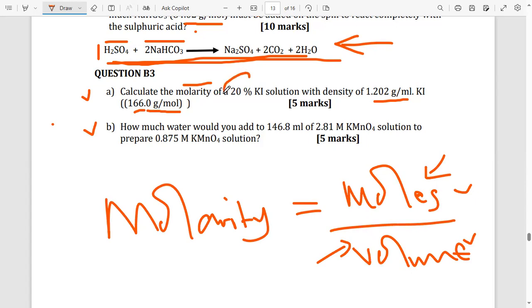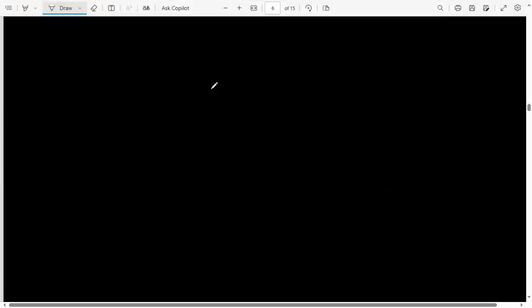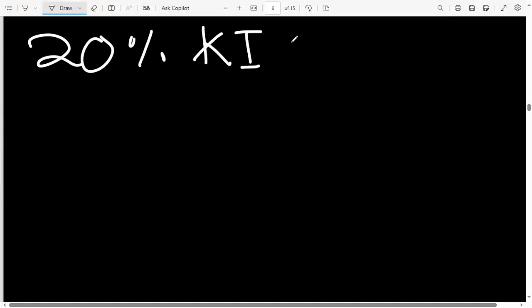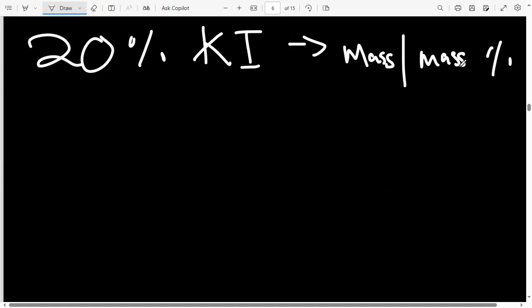So how are we going to find these moles, and how are we going to find this volume? The key is here. When you see a 20% of something, just know that that is a what? Mass by mass percent. Let me write it here. So this 20% of potassium iodide is what we call mass divided by mass, or mass by mass percent. Mass by mass percent is found by this formula.